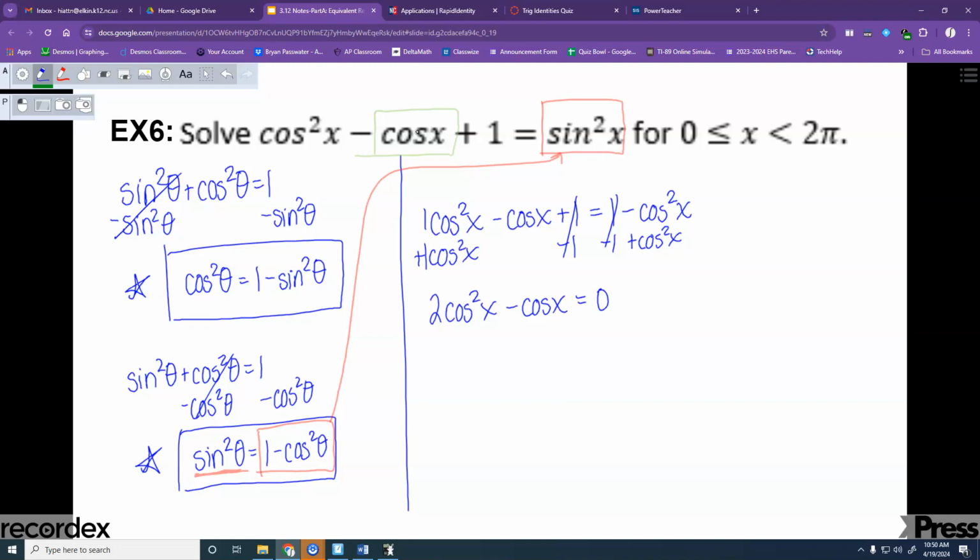What should I do from this point? Factor, and how am I going to factor this one? Bring a cosine out. So I'll have cosine x times 2 cosine x minus 1 equals 0. I will set each one of these equal to 0. Over here I'll get 2 cosine x equals 1. I'll divide by 2. Cosine x equals 1/2.